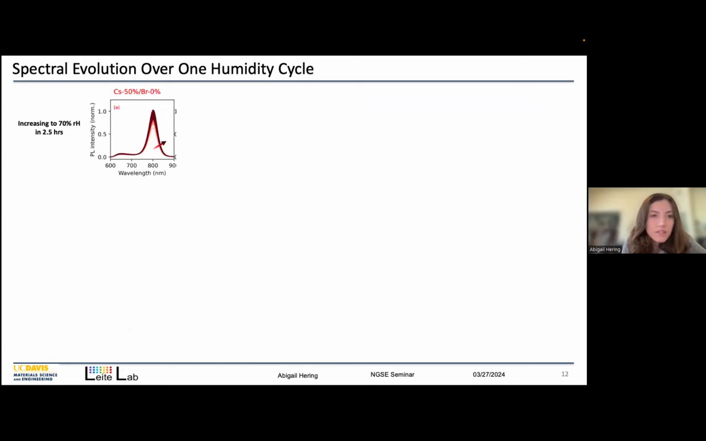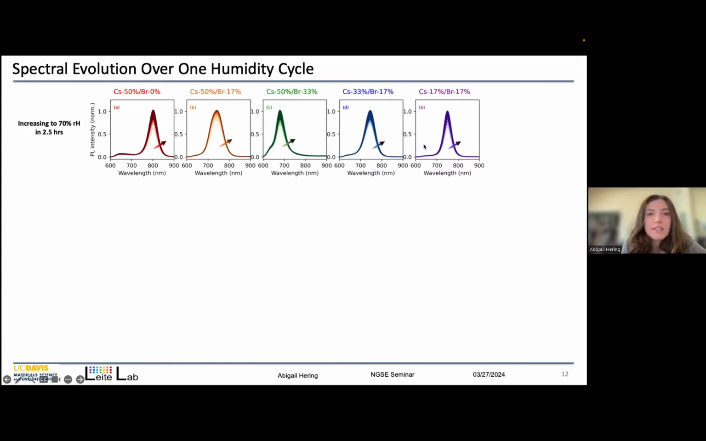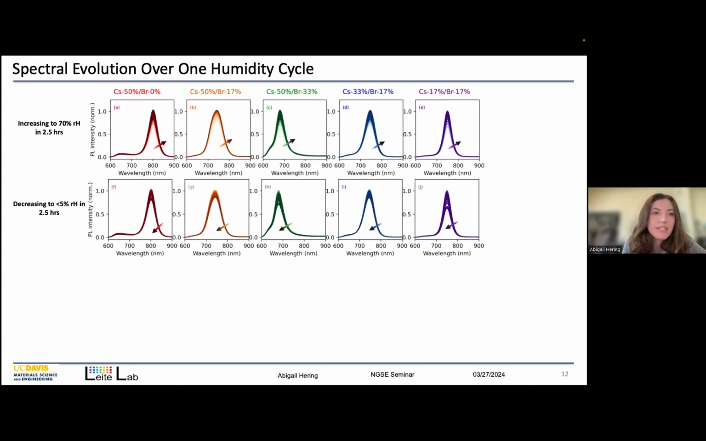So those 5 samples were placed in that moving sample chamber, and the humidity was controlled in that experiment. As we increase the relative humidity from about 5% to 70% over 2.5 hours, the intensity of the PL spectrum increases throughout that time. And if we look at all 5 of the samples, we see the same trend in increasing of PL values with an increase in relative humidity.